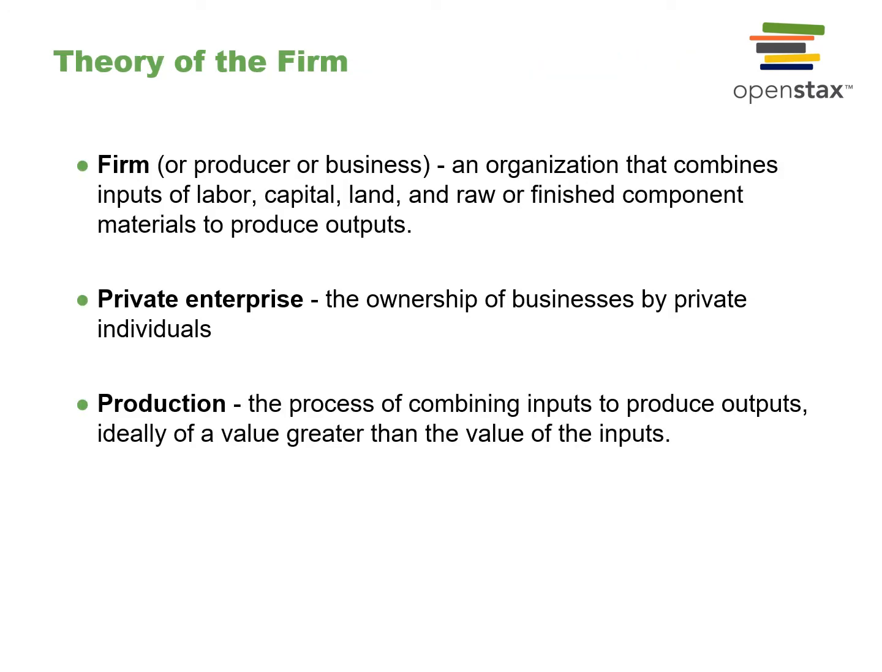We speak to the theory of the firm. A firm is an organization that combines inputs of labor, capital, land, and raw or finished component materials to produce outputs. So, really simplistic examples of that would be Ford or GM. Both companies are in the auto production business, and so they deal with all these components. Currently, they've been asked to produce respirators in place of cars because of the COVID crisis. So it's a way of repurposing the factory, but still the fact remains that it's a firm.